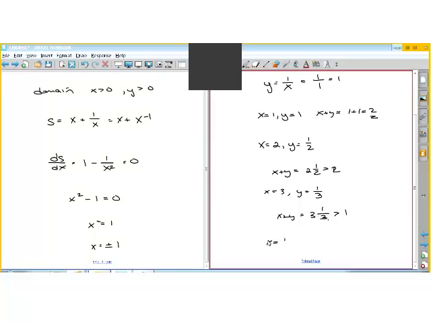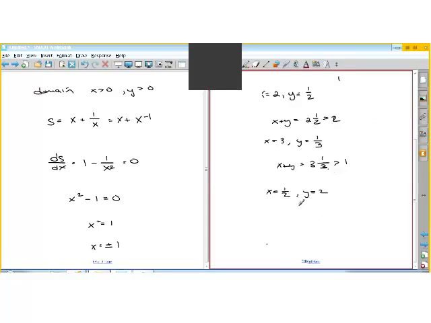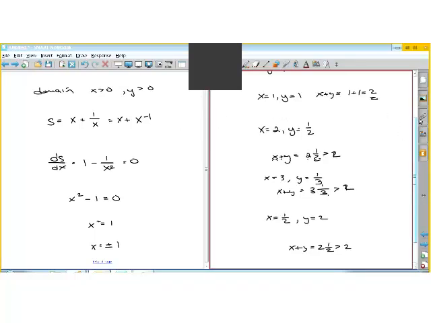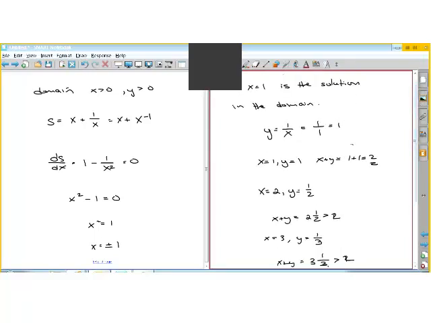And if you did something like x equals 1/2, y would be equal to 2, and when you add those two together, you get 2.5, which is again greater than 2. These all are greater than 2. So you can see, I checked it by just picking some numbers other than that, and you can see how it works out that this is a minimum.